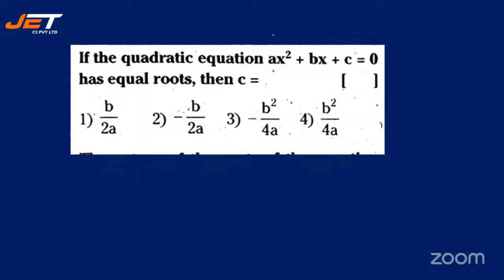Right, see the next question. If the quadratic equation ax square plus bx plus c is equal to 0 has equal roots, then what is c?